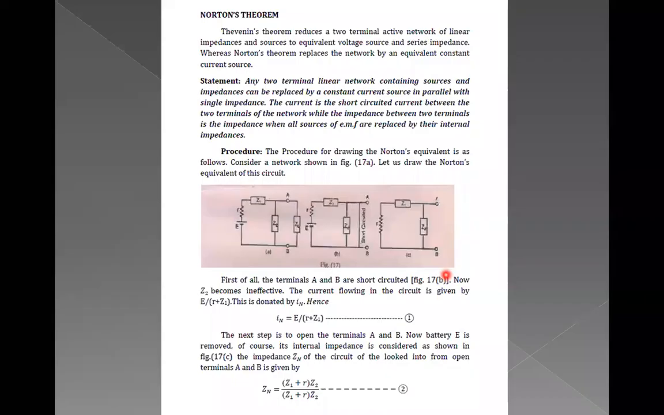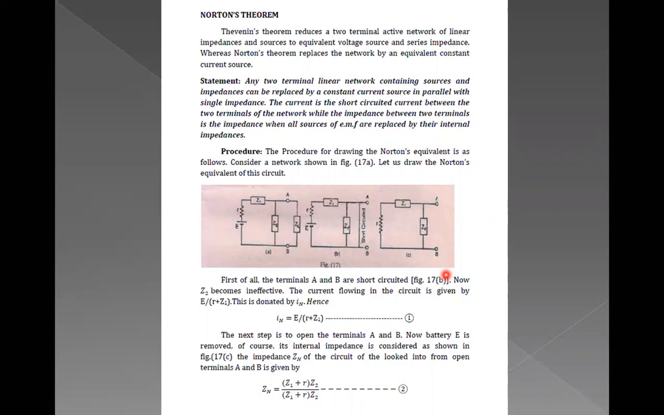Now we will see very elaborately the statement and how we can prove Norton's theorem. There is a difference between Thevenin's theorem and Norton's theorem. Thevenin's theorem reduces a two-terminal active network of linear impedances and sources to an equivalent voltage source and series impedance, whereas Norton's theorem replaces the network by an equivalent constant current source.